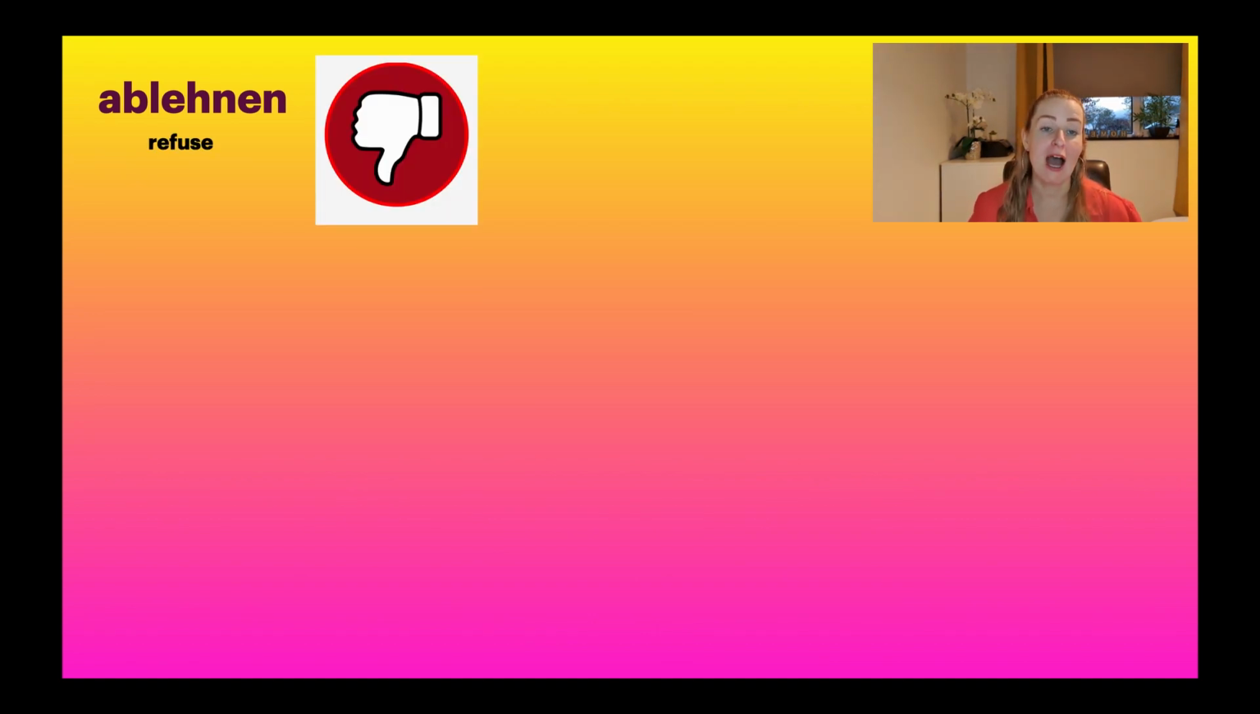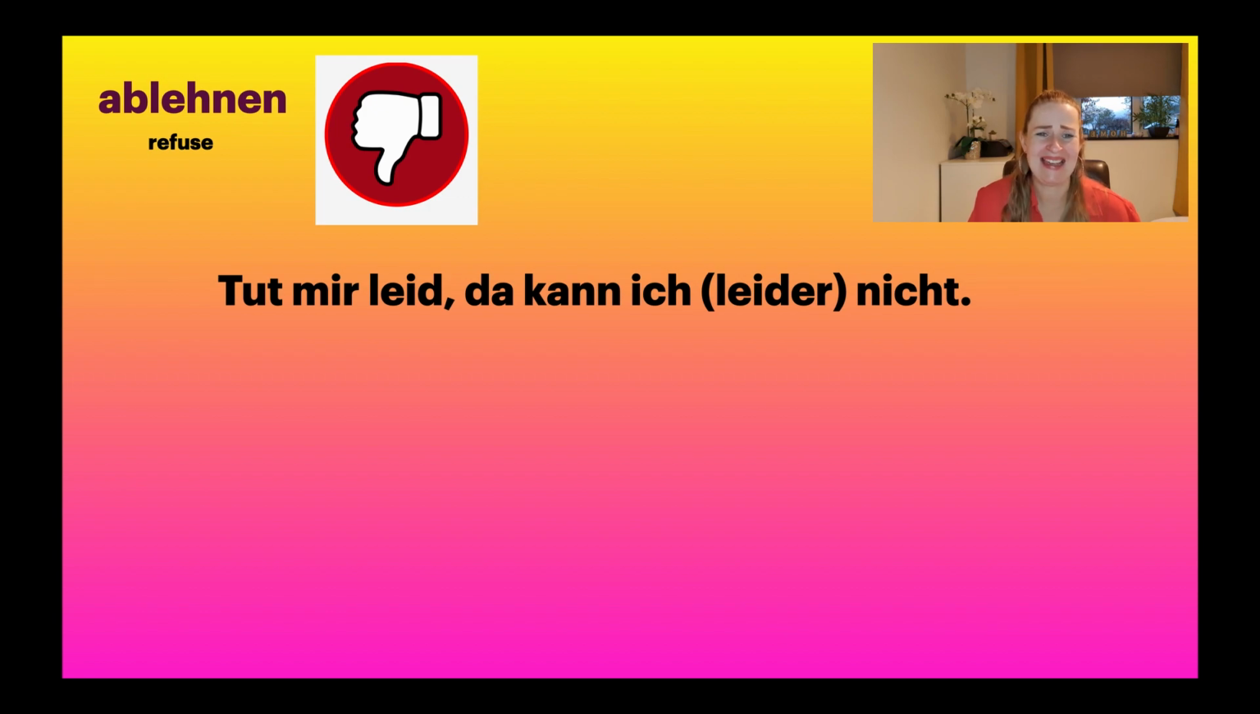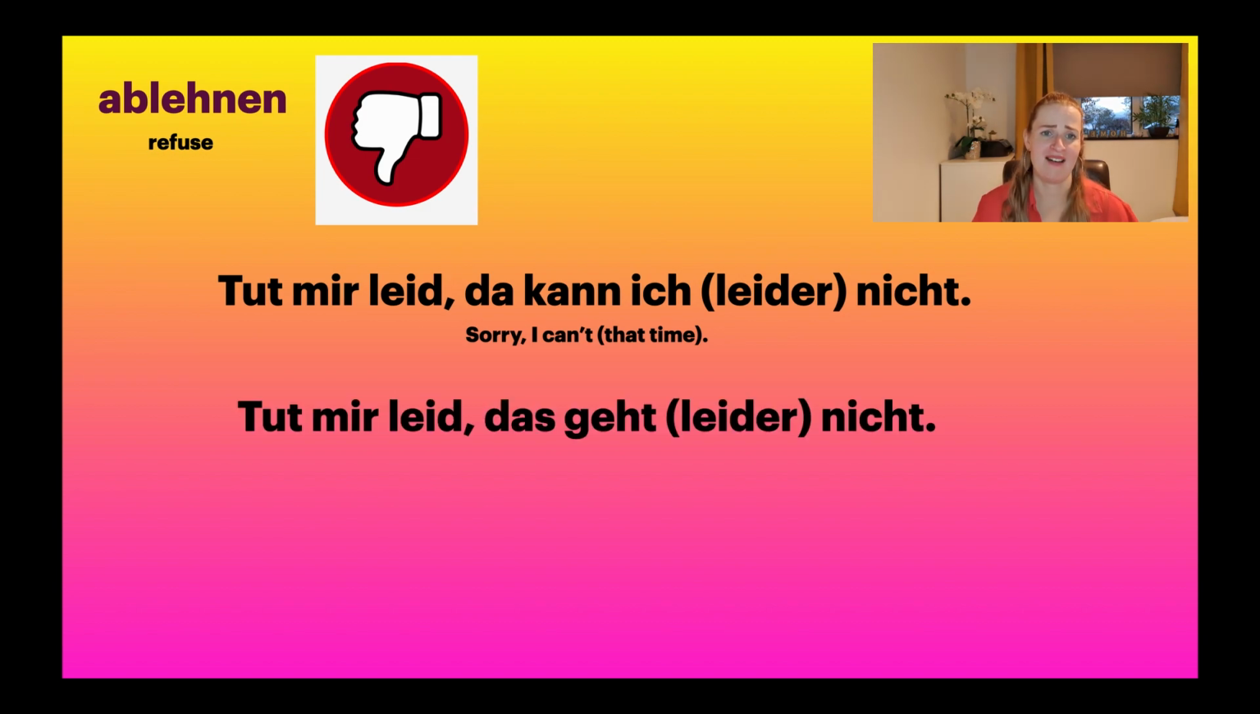Sometimes the informal appointment doesn't suit us, so we need to refuse it. Ablehnen. How do we do that? You could say, tut mir leid, da kann ich leider nicht. Sorry, I can't do that time. Or you could say, tut mir leid, das geht leider nicht. Sorry, that's not possible for me.